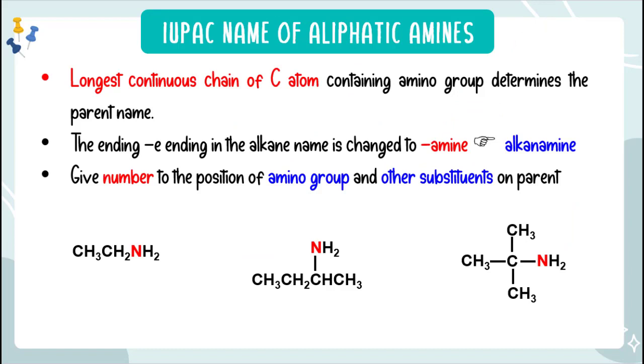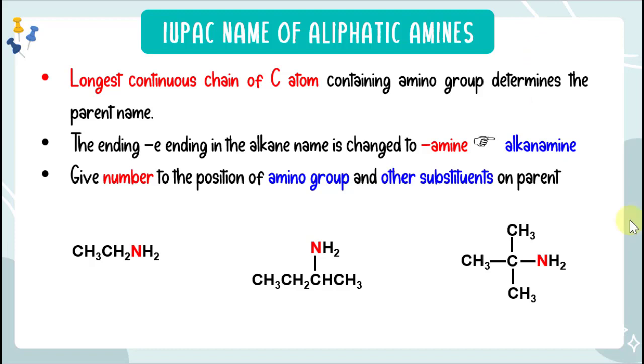To give the IUPAC name of an aliphatic amine, we are going to find the longest continuous chain of carbon atoms that contains the amino group. So this longest continuous chain will become our parent name. The ending E in the alkane name is changed into amine, so we are going to have alkanamine. Give the number to the position of the amino group and other substituents if present on the parent chain.